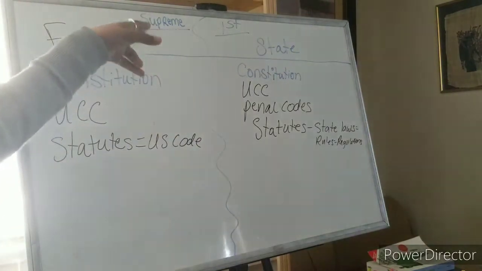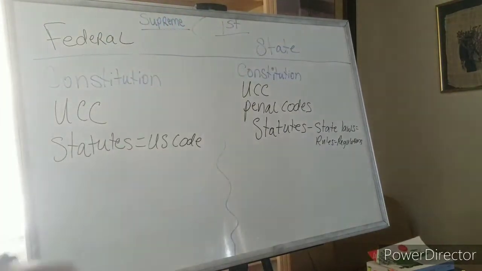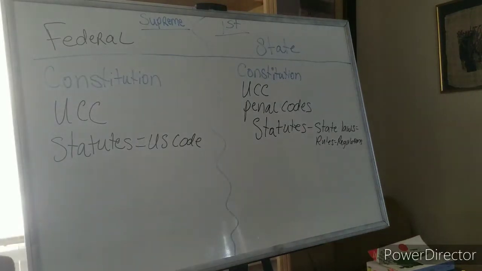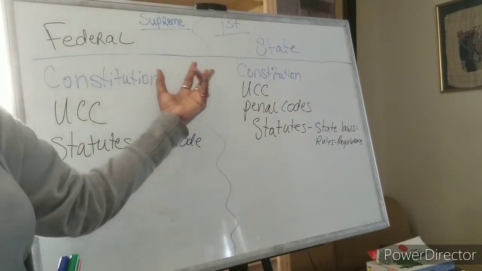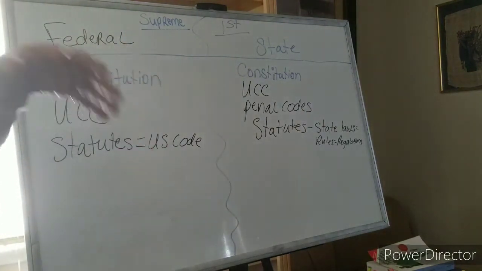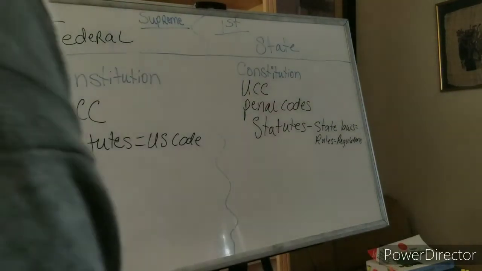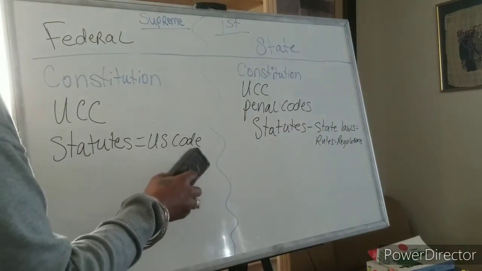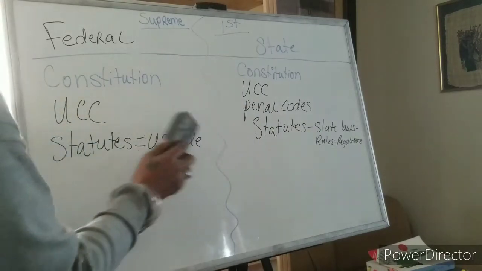Federal is always supreme. Even though state is first, federal is supreme. So federal trumps state. Always. They both have a constitution, and the constitutions are usually, 9 times out of 10, almost identical, if not identical. So now keep this image in your head because we're going to be going off of this a little bit more. So remember this layout.